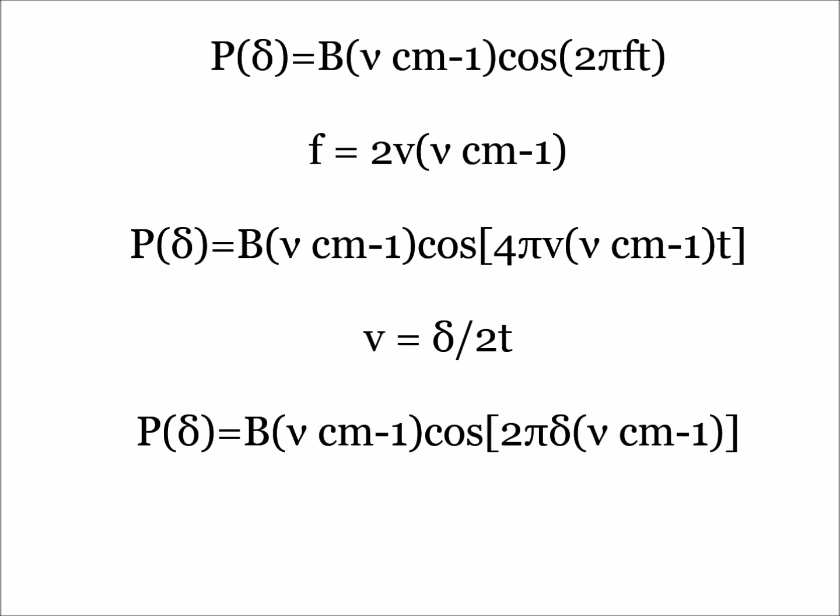The cosine function of the interferogram can be expressed as p of delta equals b of nu times cosine of 2 pi ft, where b of nu is a constant that accounts for the intensity of the light source. Substituting the frequency variable for its equation, the resulting equation becomes p of delta equals b of nu times cosine of 4 pi times velocity times nu times t. Using the relation for the velocity derived previously, the equation for the cosine wave then becomes p of delta equals b of nu times cosine of 2 pi delta times nu.